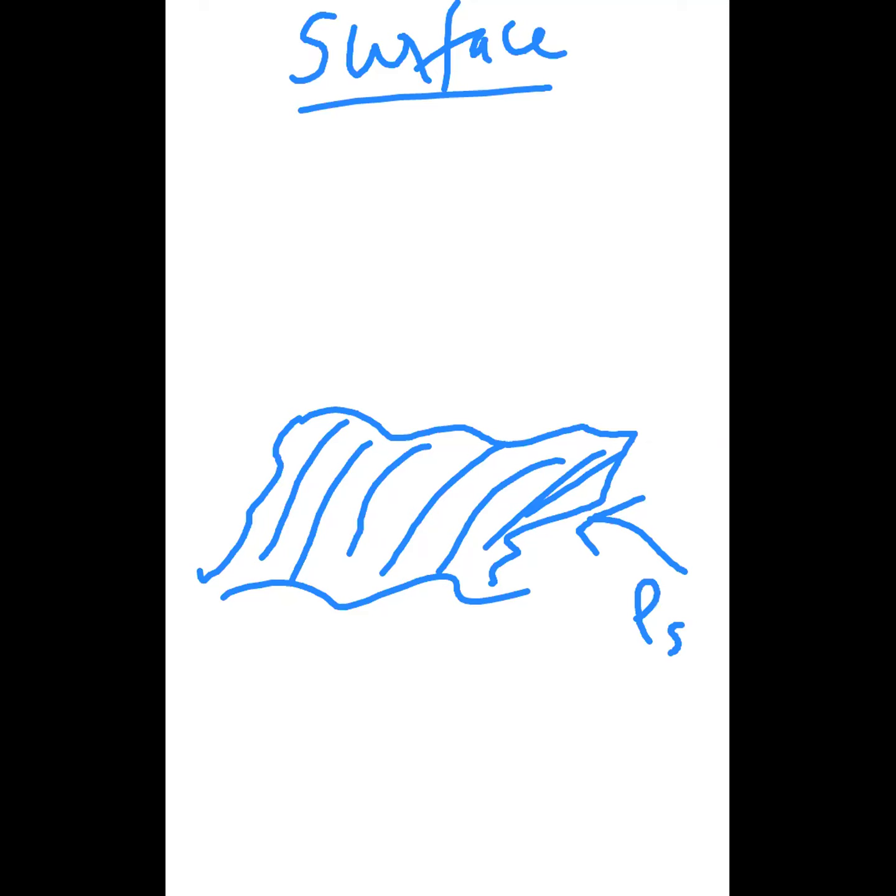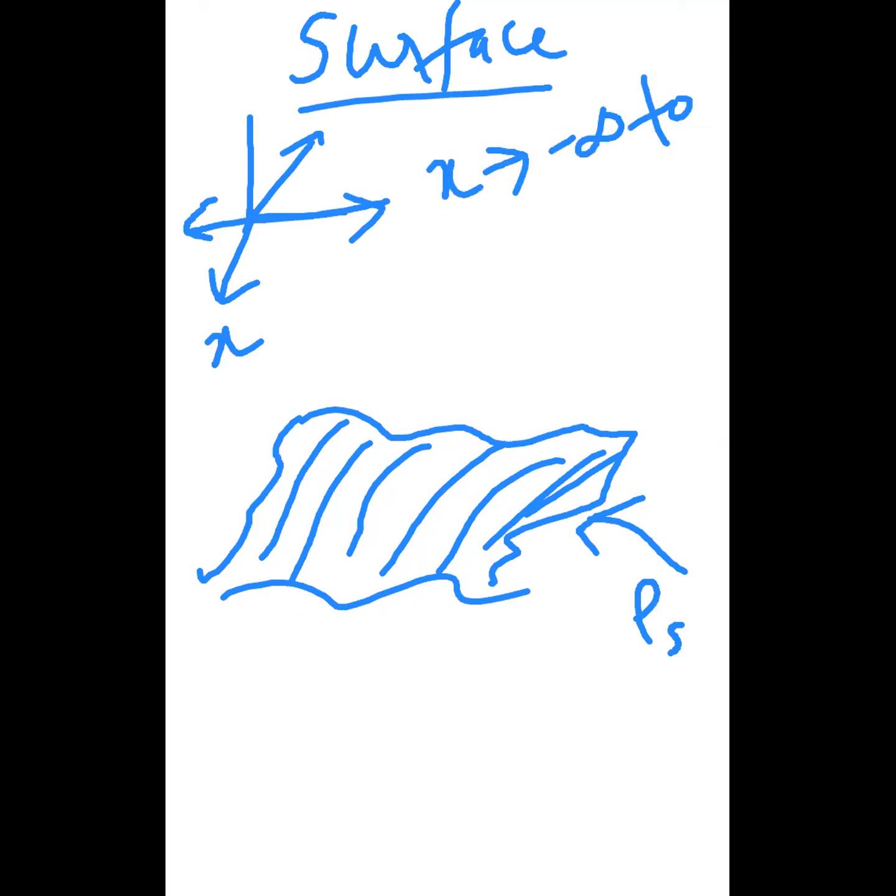Again, what is the surface area? I am assuming an infinite surface. Infinite surface means my x is going from minus infinity to plus infinity, and my y is going from minus infinity to plus infinity. X can go from minus infinity to plus infinity, Y can go from minus infinity to plus infinity. But the charges on the surface have a charge density of rho s coulomb per meter square.